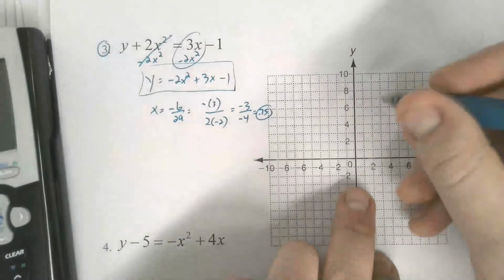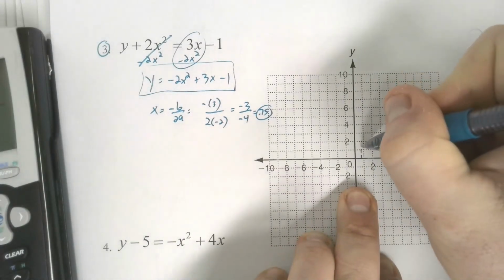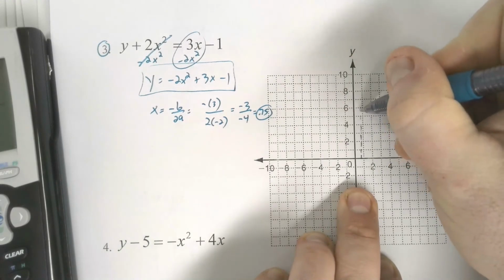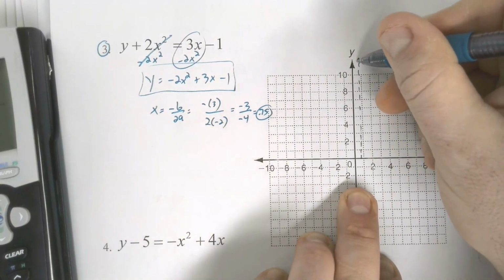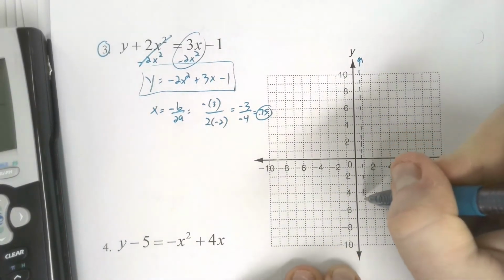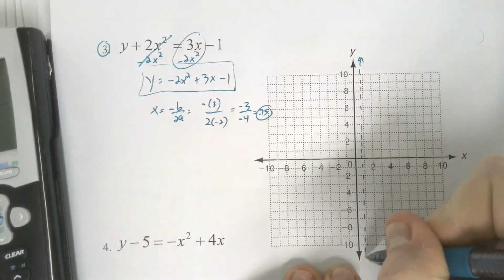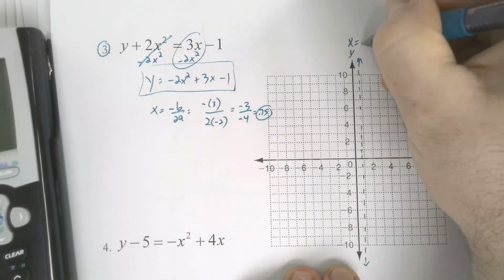Okay, so let's sketch that. At 0.75, 3/4, there's your vertical line. That's the axis of symmetry, guys. That's where it folds in half. So x equals 0.75.